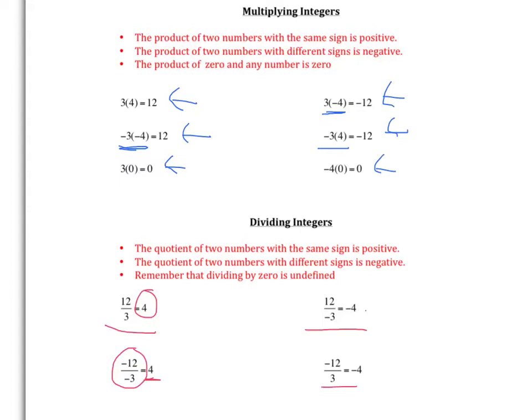So the rules are pretty simple when multiplying and dividing. Same sign, positive. Different signs, negative. And don't forget, when you divide by 0, it is undefined.